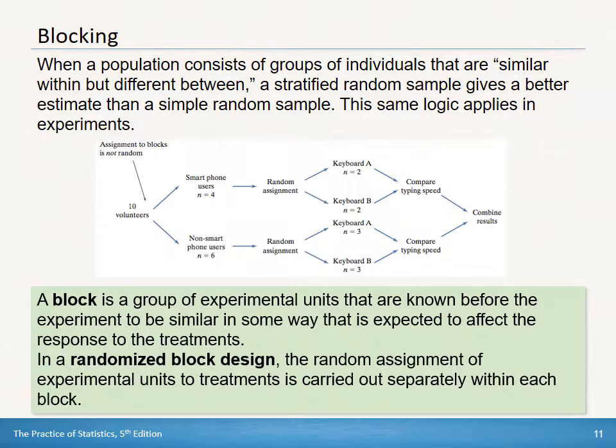A randomized block design, which is what you see up there, that's the diagram, is the random assignment of experimental units to treatments that's carried out separately within each block. So we had our smartphone users, they had their own treatments assigned to them, and then non-smartphone, they had their treatments assigned to them.